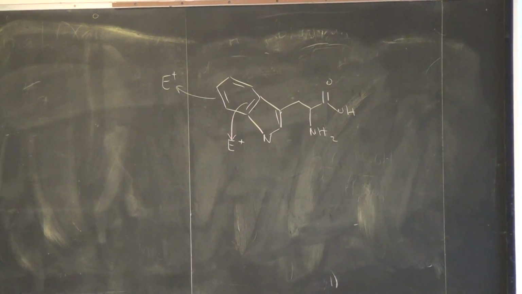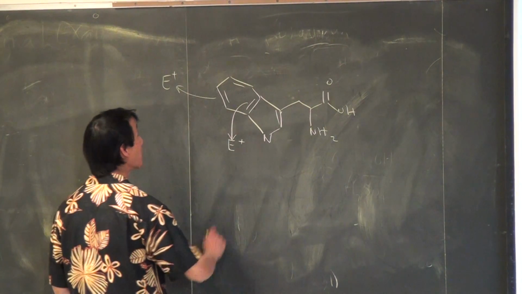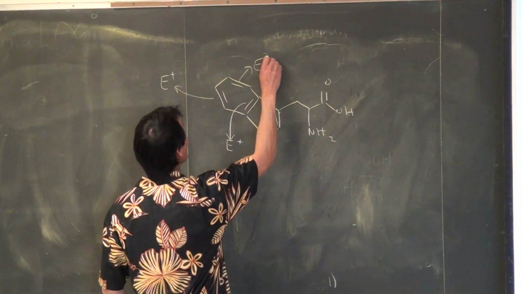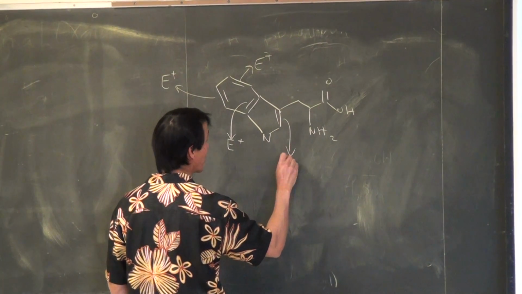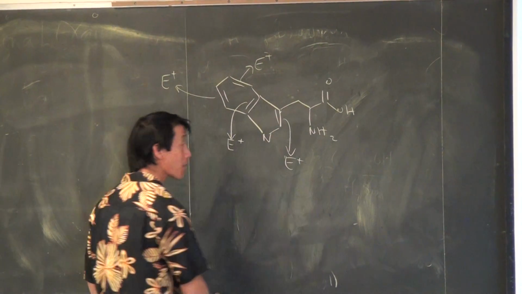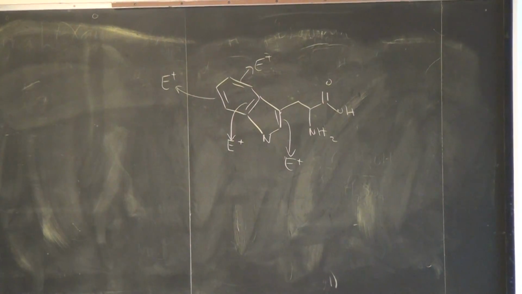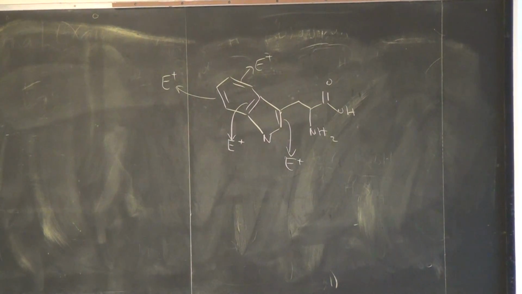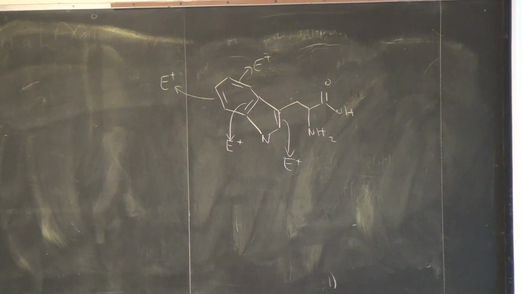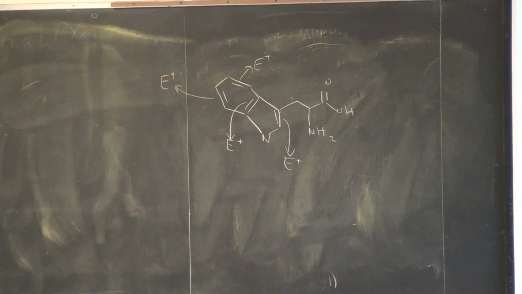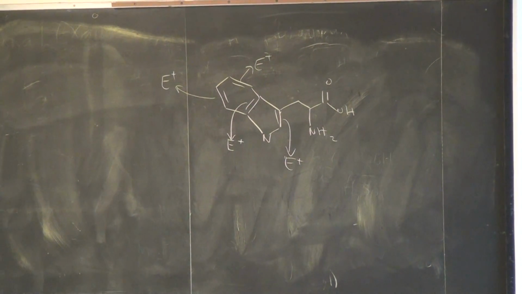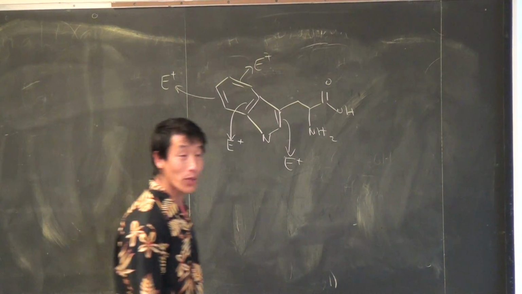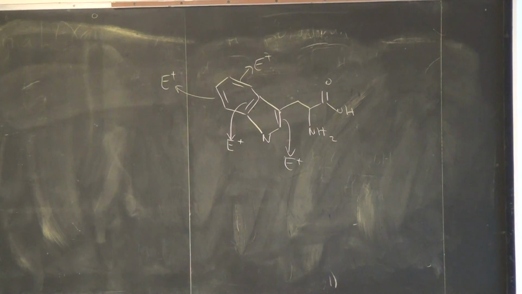If you don't like that one, then you can do the other one too. You can do this one, or you can do that one. Okay, so that's where you can figure out where on the ring it's going to react.